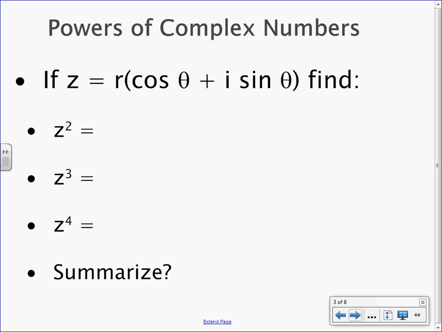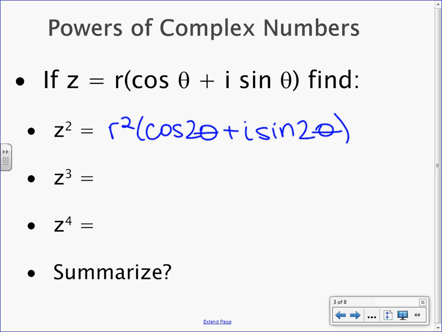What happens when we take z times z? You get r squared times cosine 2 theta plus i sine 2 theta. Okay? We multiply the r's to get r times r. We add the thetas to get theta plus theta. And so our angle is 2 theta, and our r becomes r squared. What happens when we multiply by z again? R cubed, 3 theta.